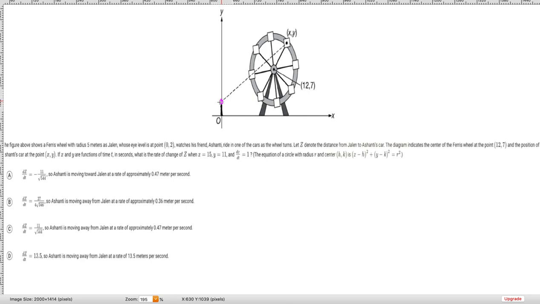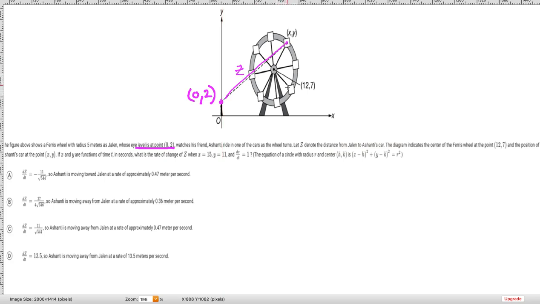So this point right here, they tell you that point is 0 comma 2, and you know that because it says the eye level point is 0 comma 2. This is the person watching. Now you want to find the rate of change of this length, let's call it z. Now the rate of change of that length is what?